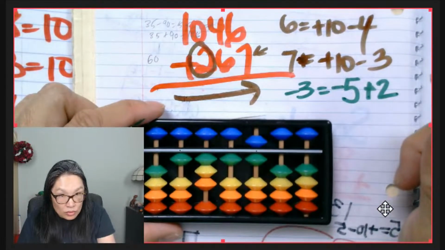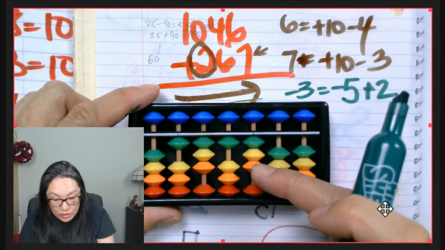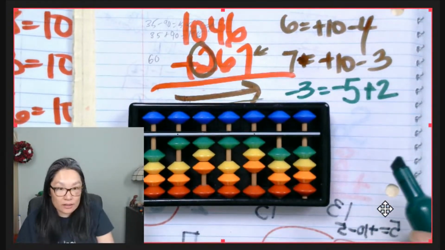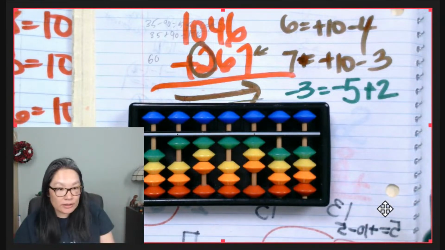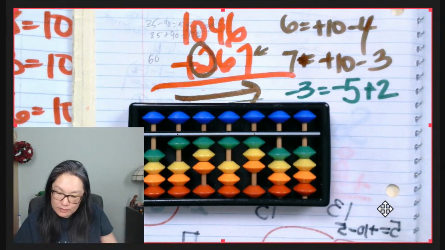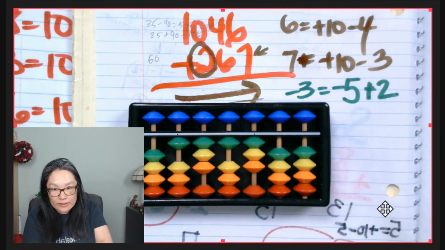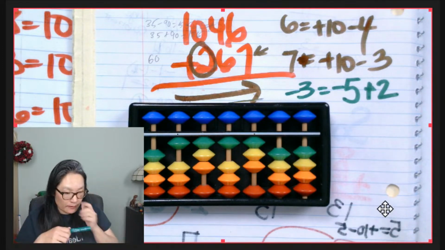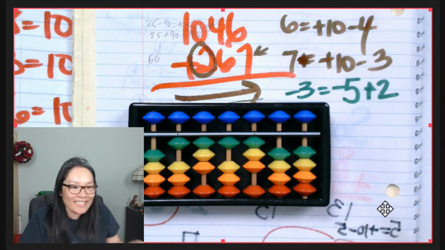Minus the 3 is equal to minus the 5 plus the 2. Yes! Thank you, Kat. Yes, exactly. See? It all fits together. It doesn't even matter how big it is. It doesn't matter how big the number is. You know these ones down pat. You know everything. That's why it's fun.